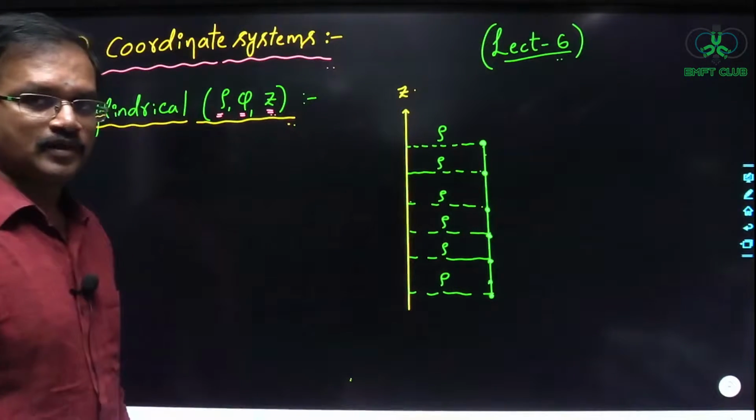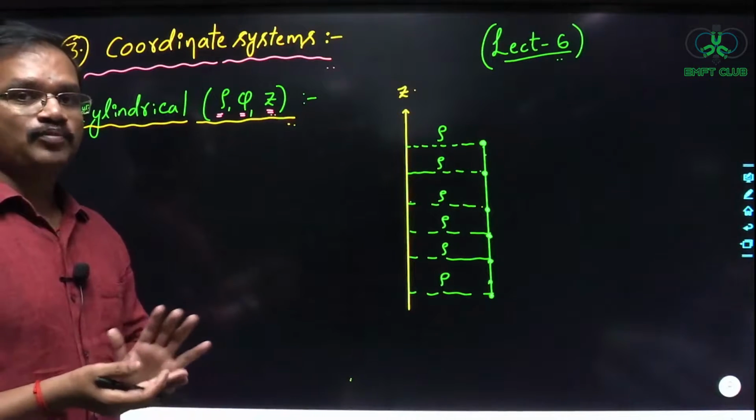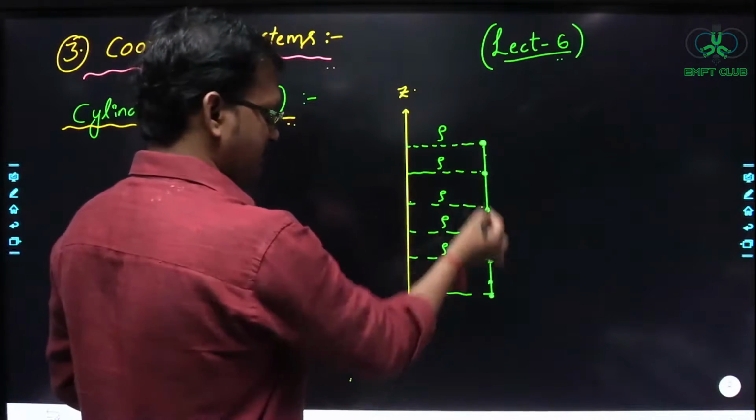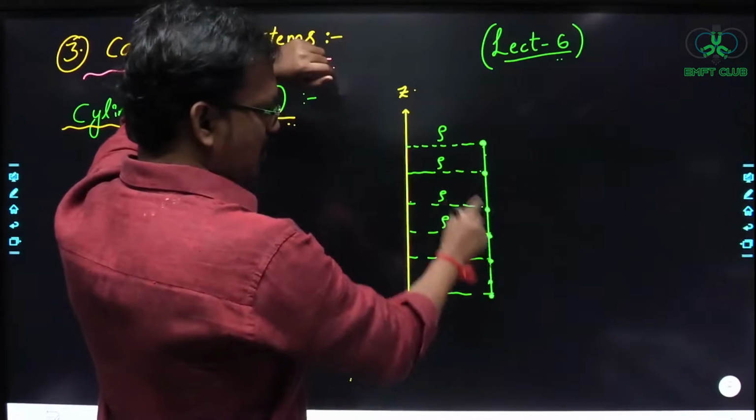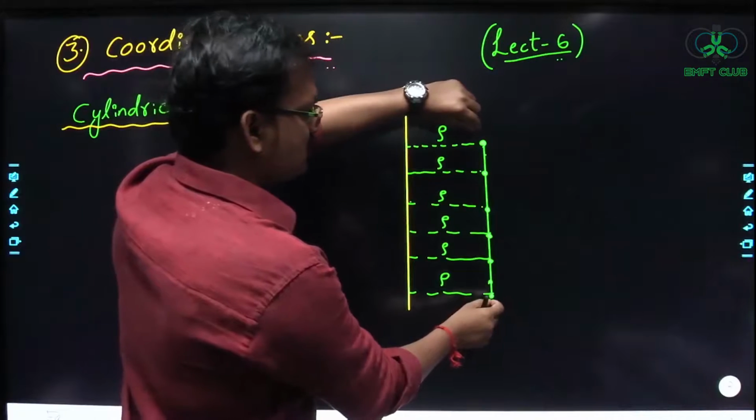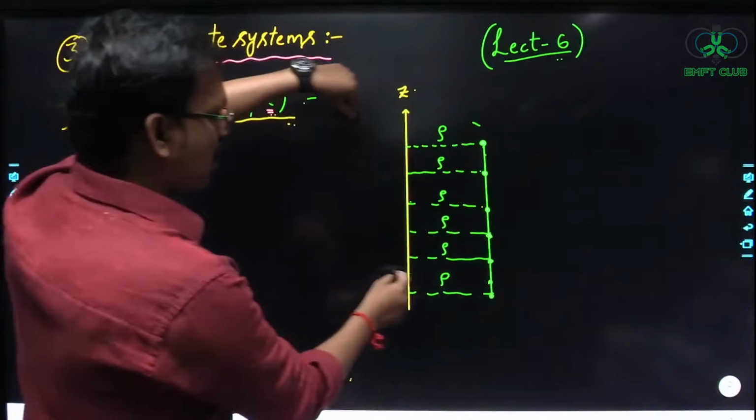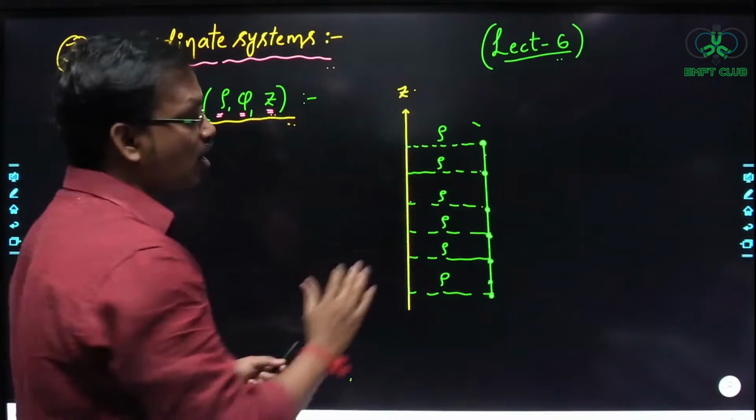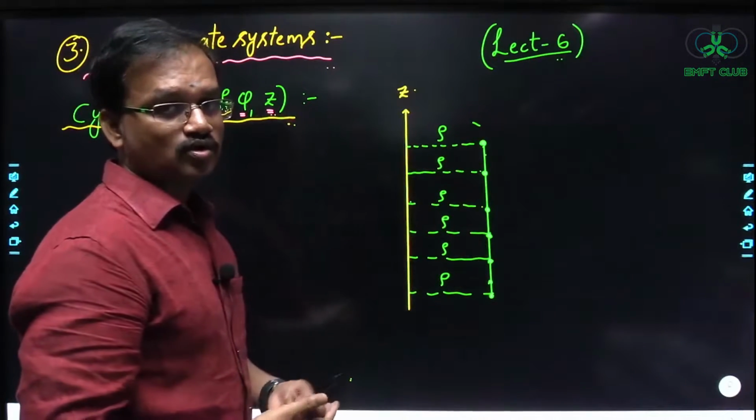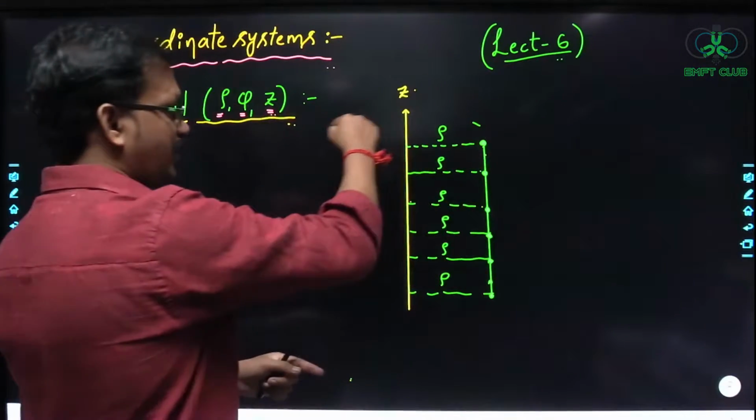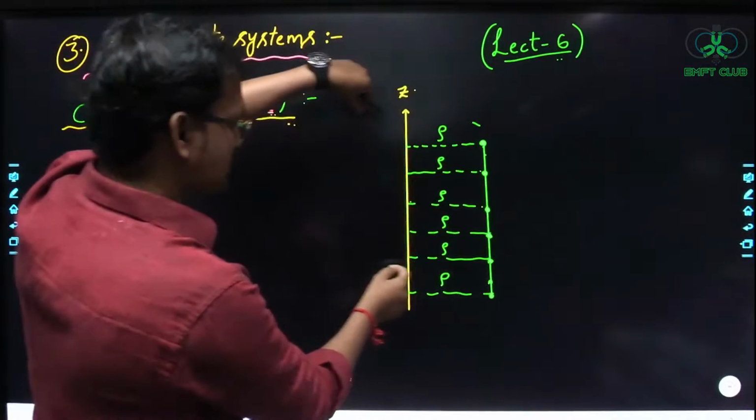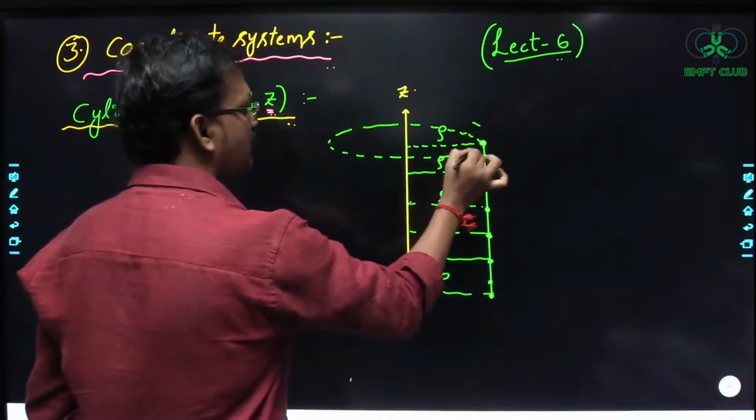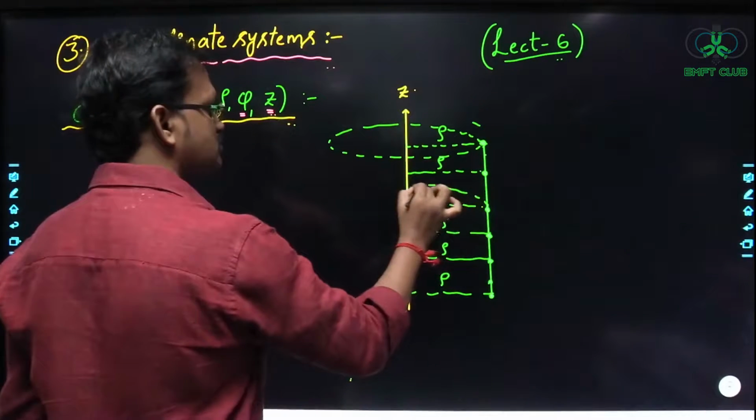I want the locus of all the points in 3-dimensional space which are at the same normal distance rho. So for that, take this line, all the points on which are at the same normal distance rho. Now if I rotate this line about the z axis, I am going to get all the points at the same normal distance rho. This point is going to trace a circular path like this, and similarly this point is going to trace a circular path like this.